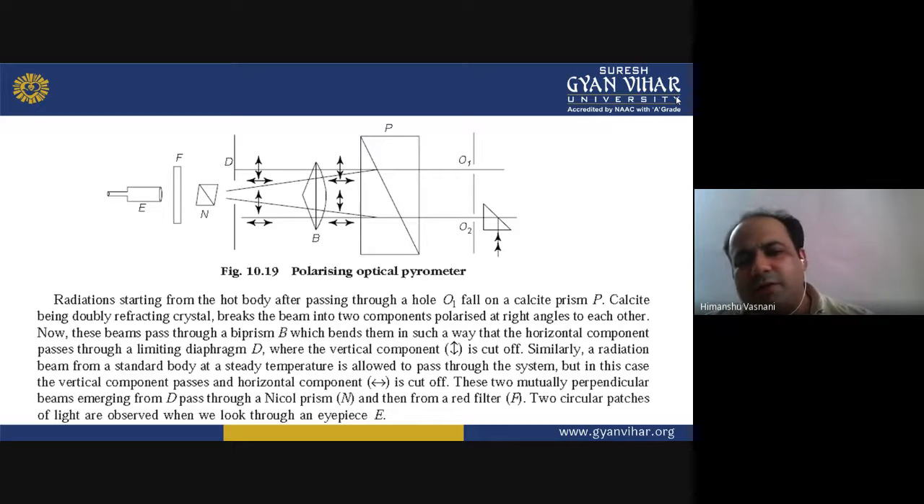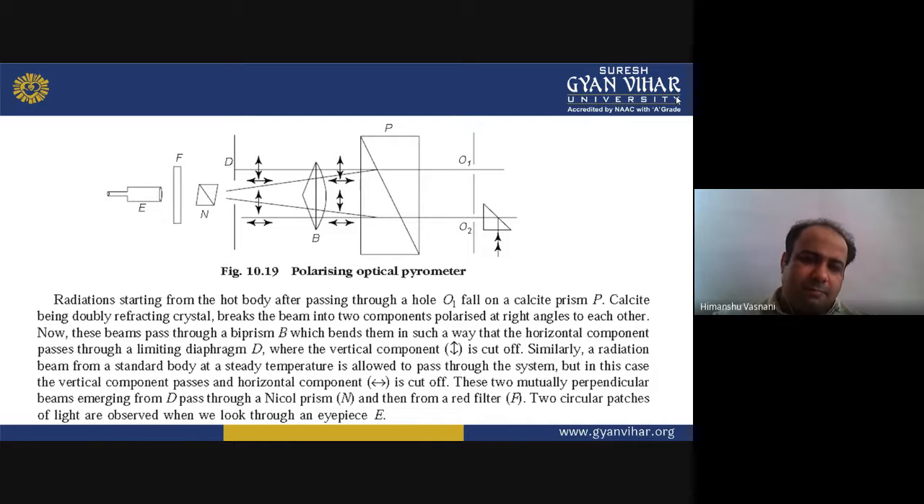Now radiation starting from the hot body, after passing through the hole O1, which you can see on the upper side of the diagram, falls on a calcite prism P. Calcite, being a doubly refracting crystal, breaks the beam into two components polarized at right angles to each other. Now these beams pass through the biprism B.